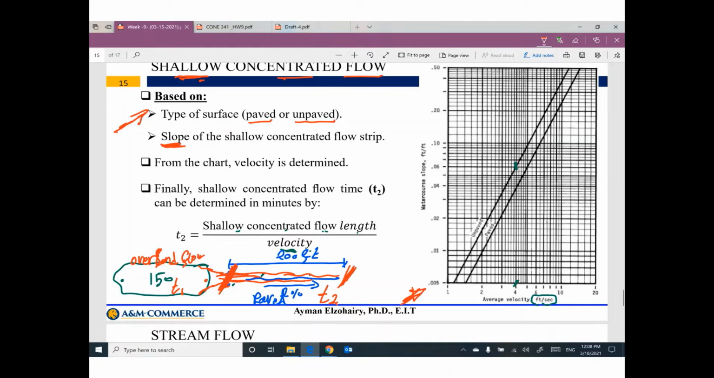Okay, you said what is the slope? I told you it's 2%. Okay, where is the 2%? Here you go, 2%, 0.02. You said it's a paved surface, so I will go horizontally until reaching the paved line. So here, this one. Then I will go down. The velocity will be around 3. So velocity will be 3 feet per second.